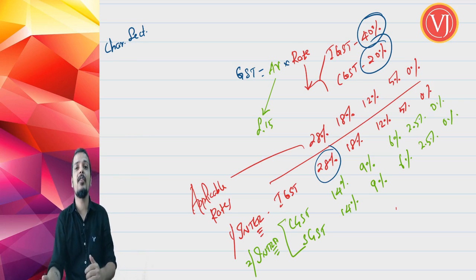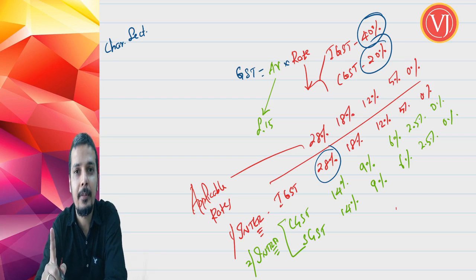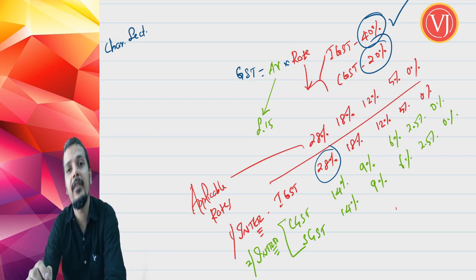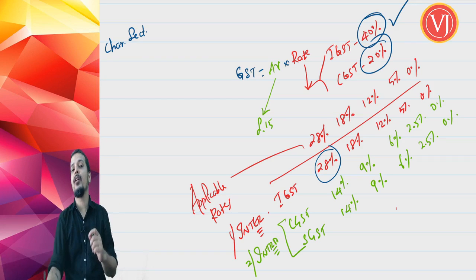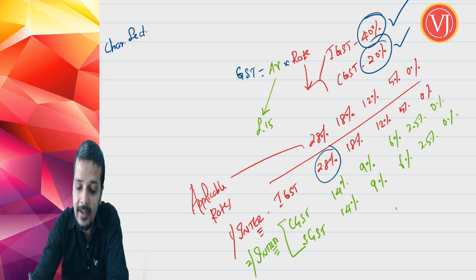And if they are talking about the highest rate which can be there as per the IGST Act, then the answer, my friends, is not 28% for IGST. The answer is 40% for IGST. And if it is CGST, then the answer is not 14%, my friends, because as per the CGST Act, the highest rate which can be there is 20%.